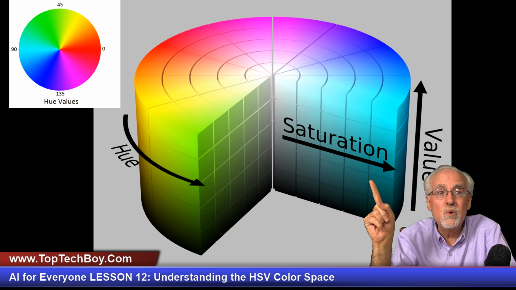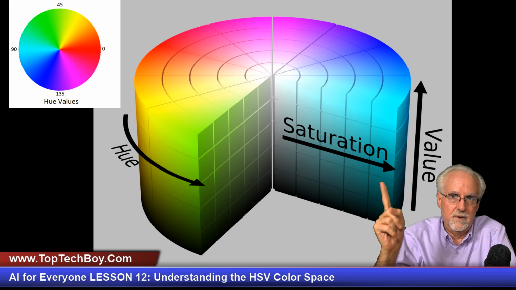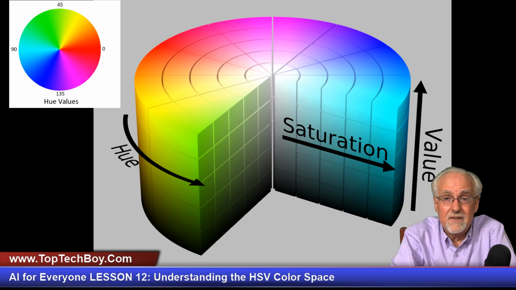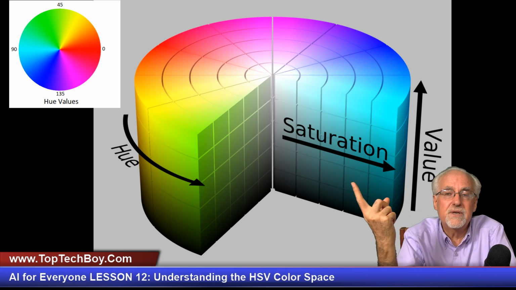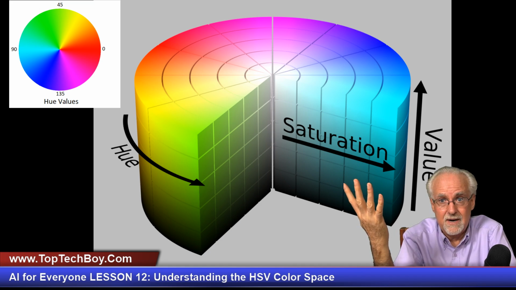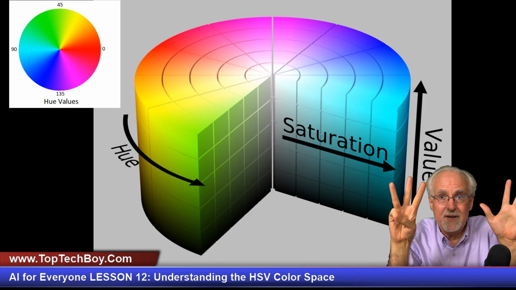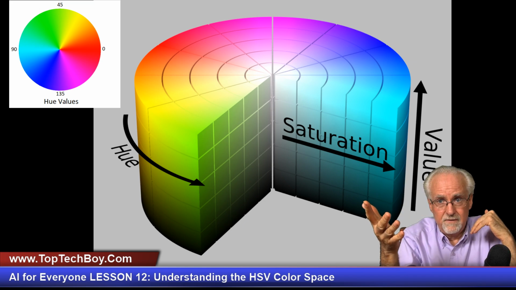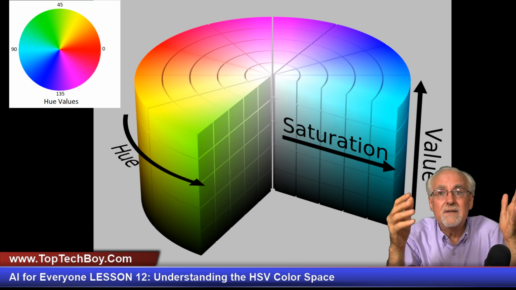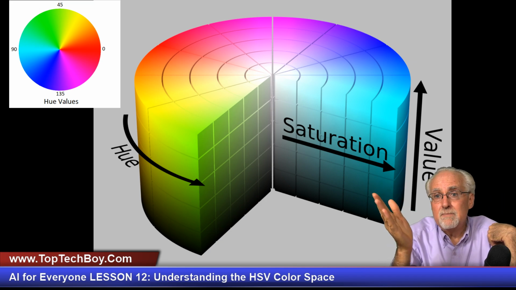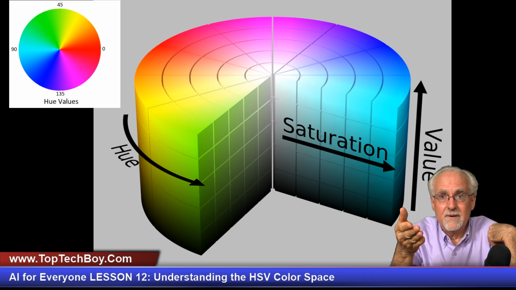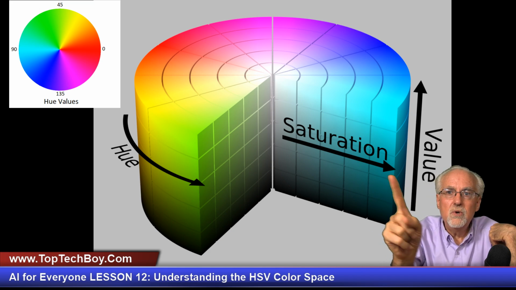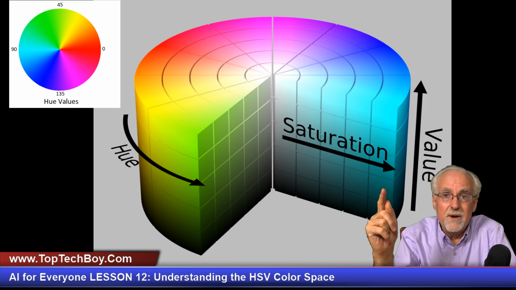But hue is an angle. So you might think that hue would go between 0 and 360. That would have made a lot of sense, right? But the problem is we have an 8-bit number, and an 8-bit number can only go from 0 to 255. So what they did to keep it intuitive with angle, they just said, okay, let's make it half the angle. And so the hue goes from 0 to 180.